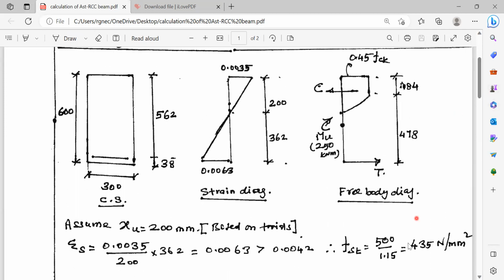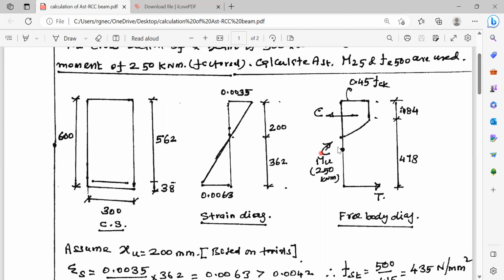And what is the value of tension stress in the tension reinforcement? That is equal to 0.87 Fy, or Fy divided by 1.15. That is equal to 435 Newton per millimeter square. Once this value is higher than 0.0042, then the stress in the tension reinforcement is equal to 0.87 Fy, or Fy divided by 1.15. That is equal to 435 Newton per millimeter square.